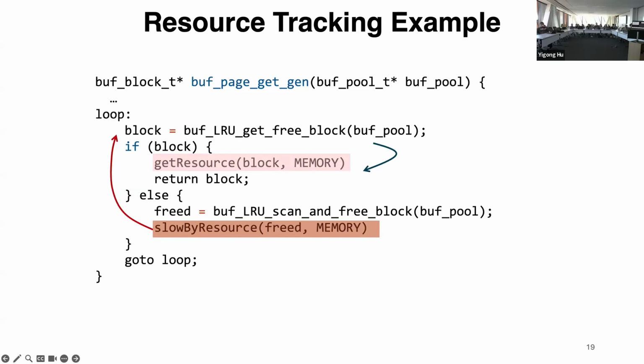And there's also another function called release buffer page. At that time, we will call the release. So in this way, we just add these few lines of code. We can know how many evictions happen and how many pages you get.